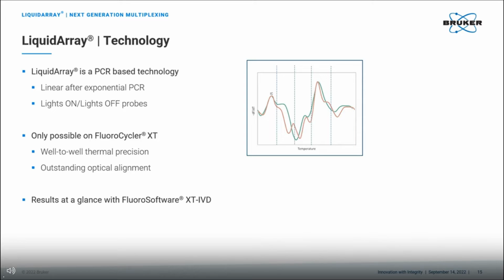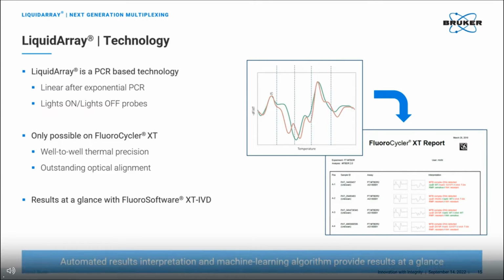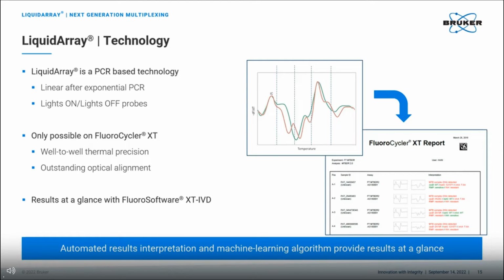And as you might have seen, you of course then can generate these rather unique fluorescence signatures. And so it's really important that we bring this to the routine lab with the integrated Fluoro software to provide results at a glance. You will see the fluorescence signatures produced in the report, but it's not required for you to interpret them. That's done already by the integrated software, giving an unambiguous report. Automated results interpreted, and machine learning algorithm providing results at a glance.